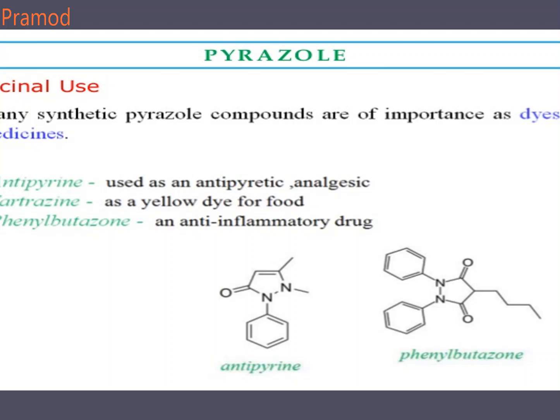If you see, most of the time the nitrogens are substituted with an electron donating group to favor the reactions. In all these reactions, the nitrogens are substituted to favor the reaction. Phenylbutazone is easy to remember. It has a pyrazolidinedione ring with diphenyl substitution and a butyl group. So phenylbutazone means a butyl group substituted on the ring. That's your example of the medicinal uses of pyrazole.